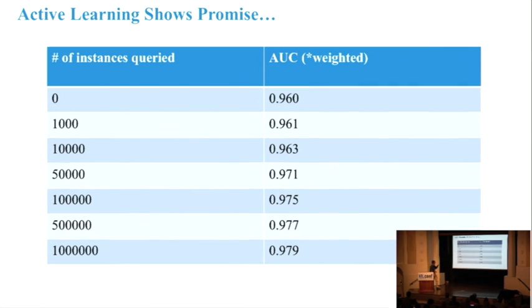You can see that with active learning, with the committee-based model where I used deep learning and GBT as an example, the ROC AUC improved from 0.96 to close to 0.98. This shows the promise of active learning along with gradient boosting and deep learning.